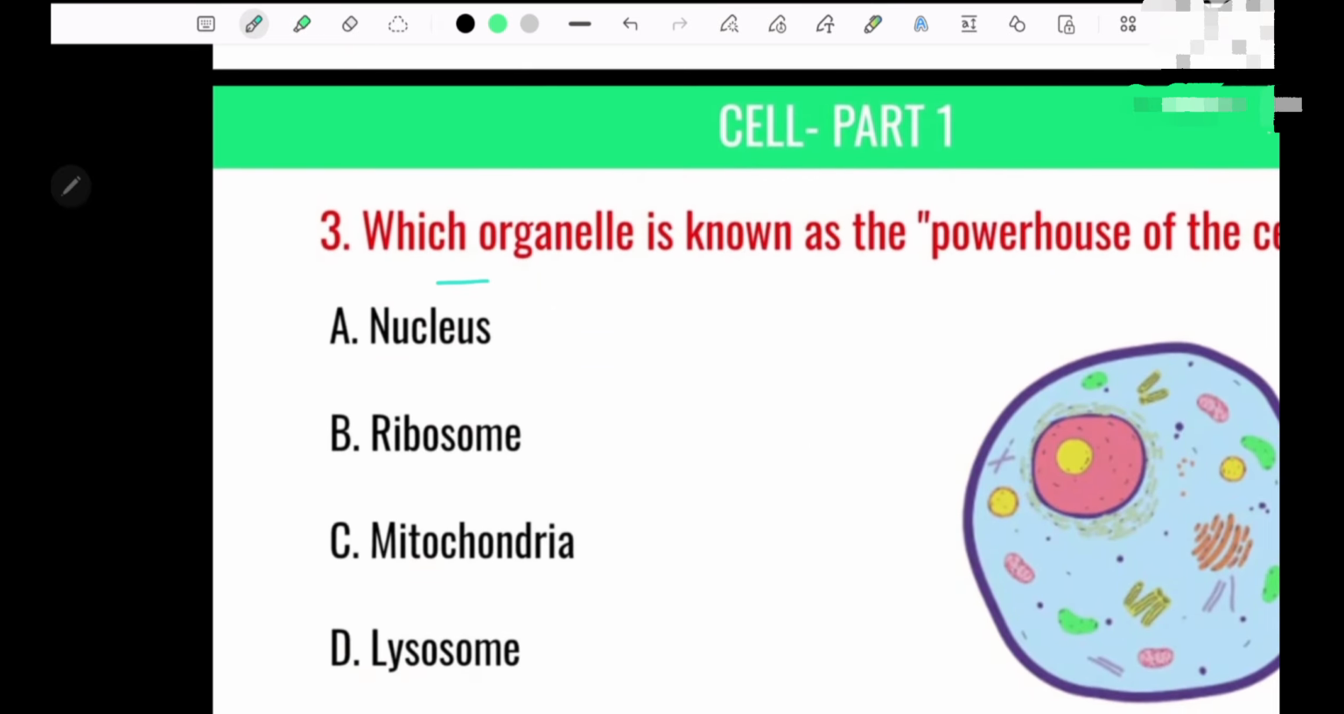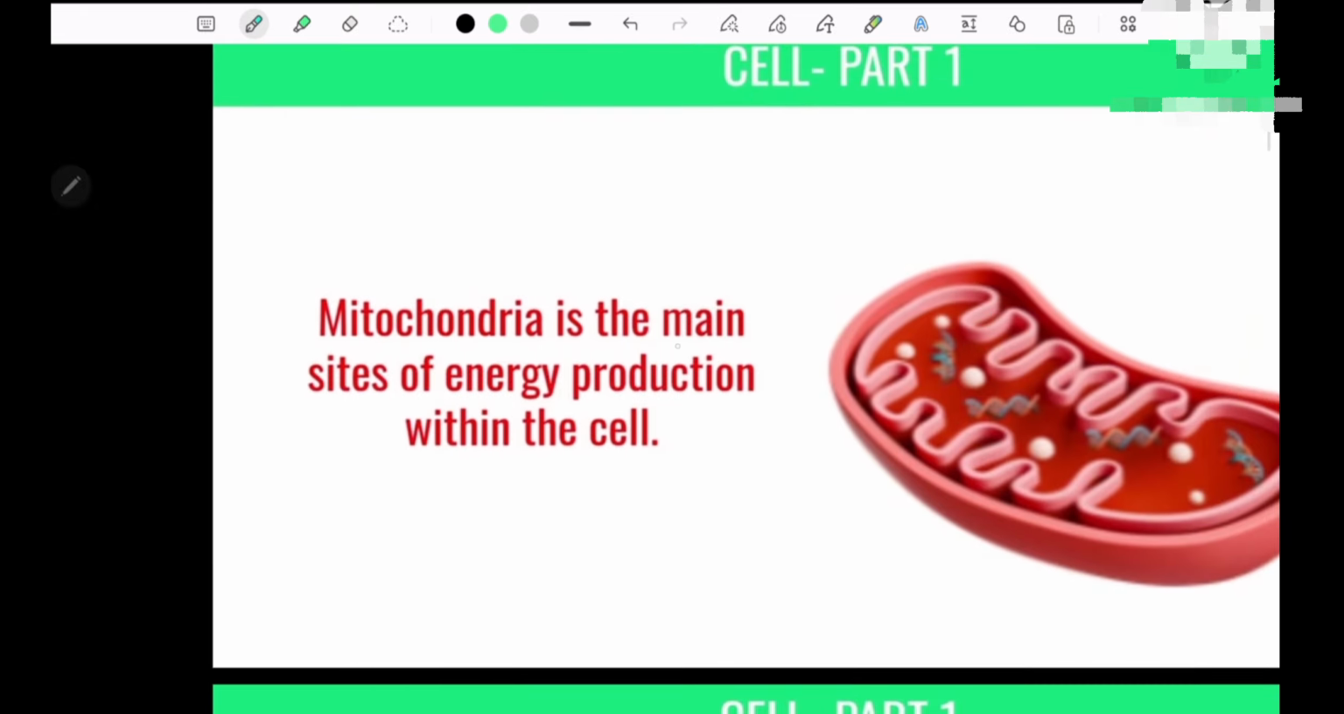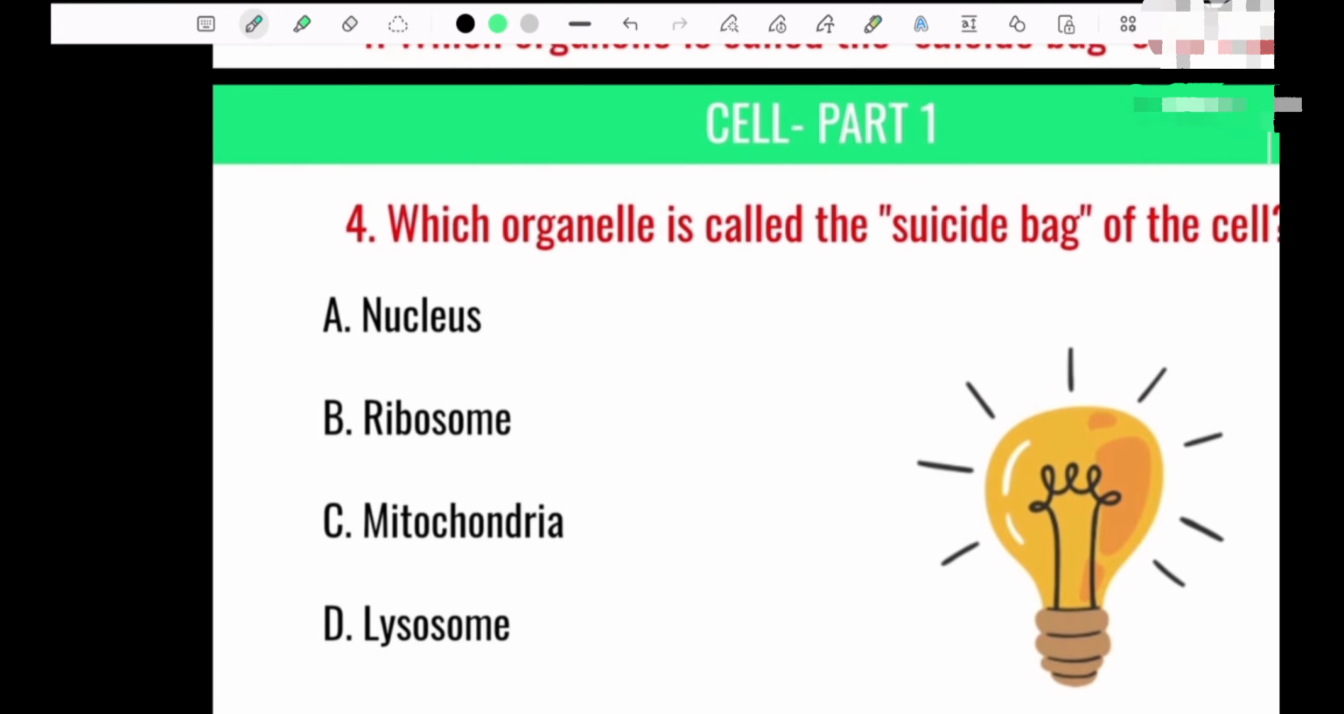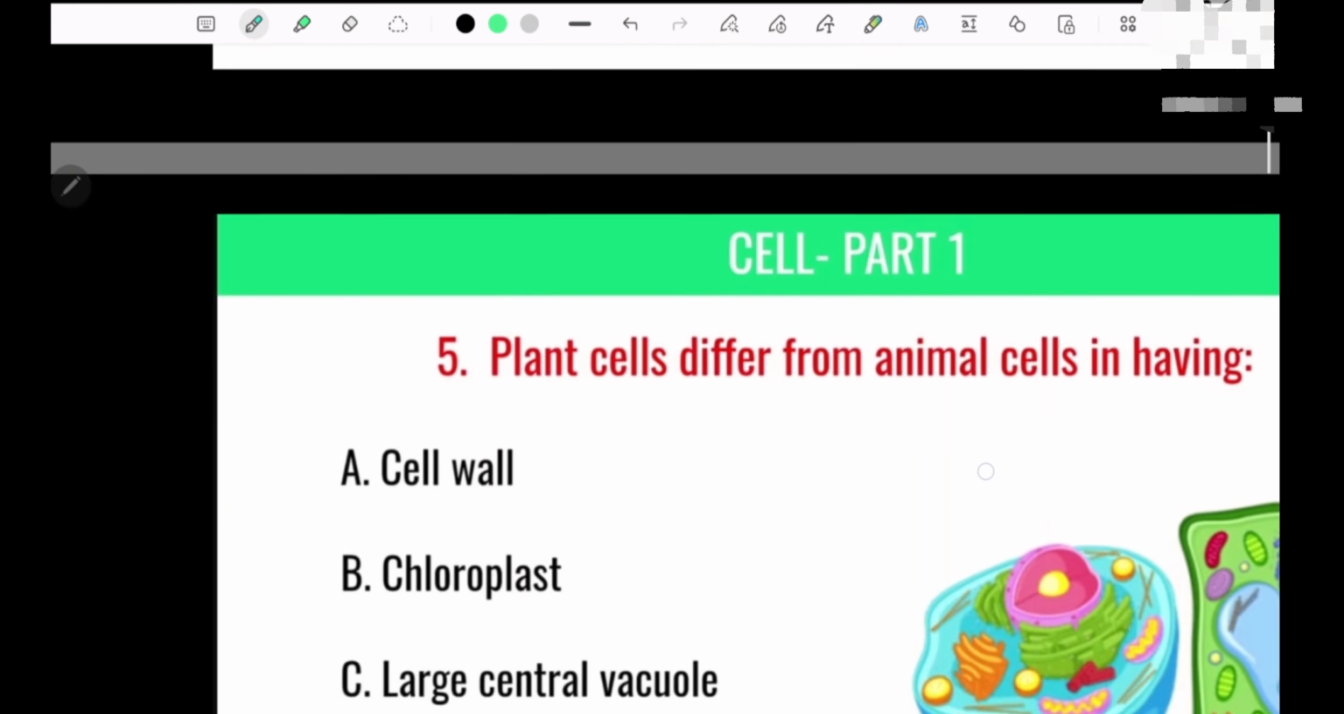Which organelle is known as the powerhouse of the cell? Mitochondria. Mitochondria is the main site of energy production within the cell. Question number 4. Which organelle is called the suicide bag of the cell? Lysosomes.